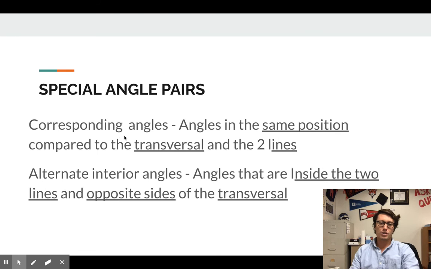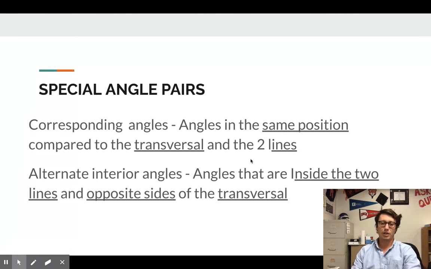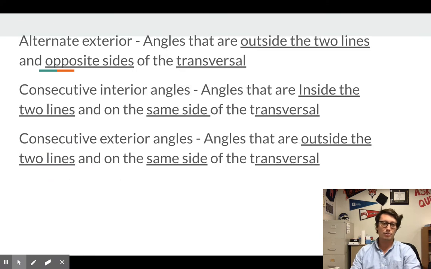The first type of special angle pairs are corresponding angles: angles that are in the same position compared to the transversal and the two lines. Alternate interior angles: angles that are inside the two lines and on opposite sides of the transversal. Please write down these definitions in your notes, or if you're creating your own notes, that's fine too.